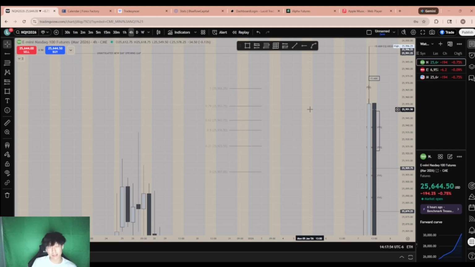And I like to pair the 0.62 mark with a fair value gap that lines up perfectly with it. It actually shows up today. And it was one of the things I wanted to see in the day, and one of the reasons why I didn't take a trade.